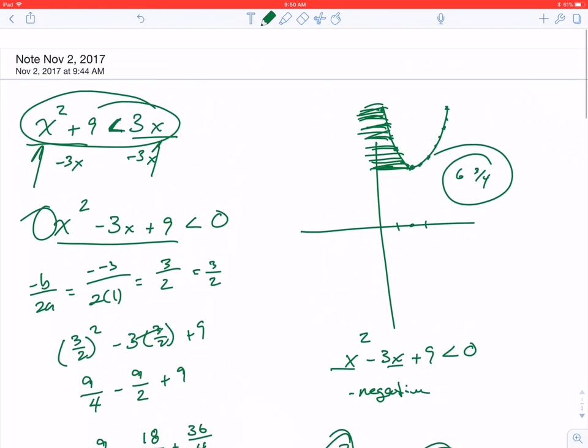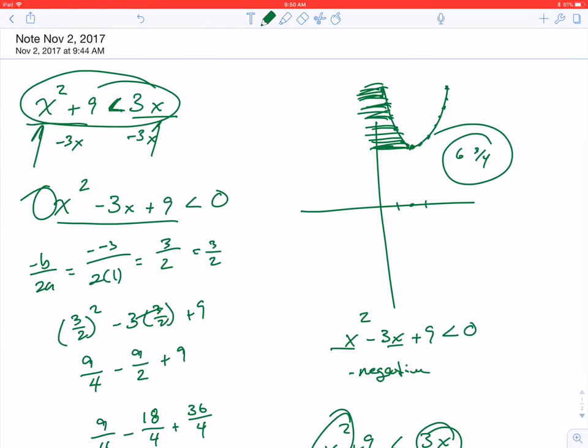So graphically, since this parabola is above the x-axis, all the y values are positive. There's no negative y values. So graphically, you're looking at where the graph is below the x-axis, and in this case, it is not. There's nowhere that this is below the x-axis. So there is no answer here. There's no solution.